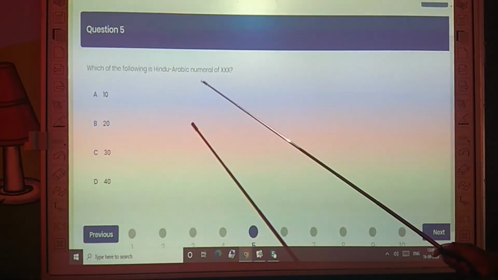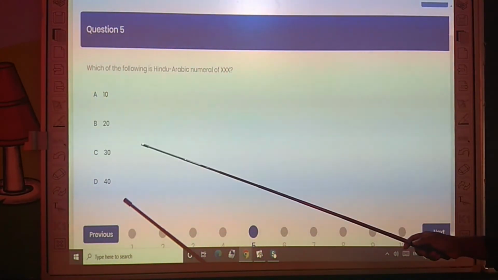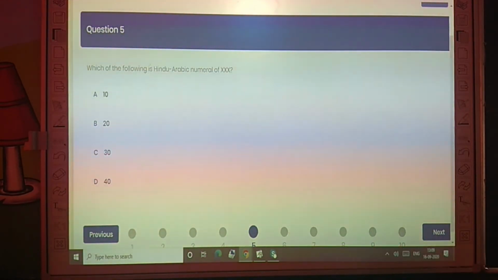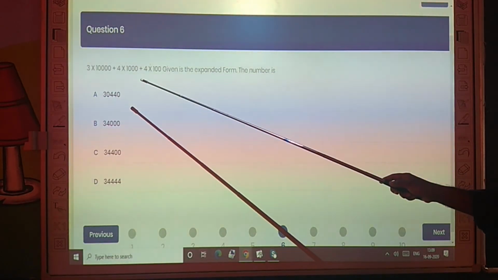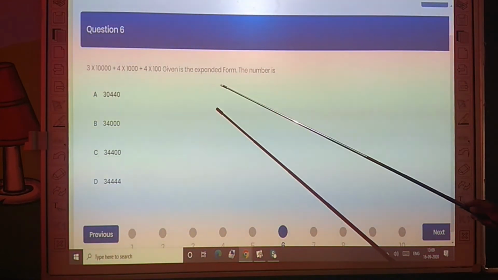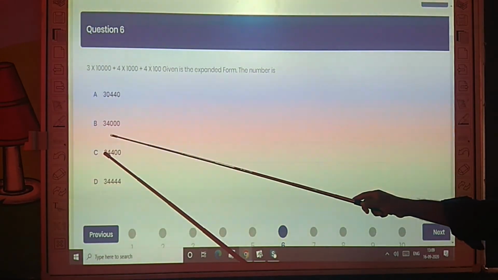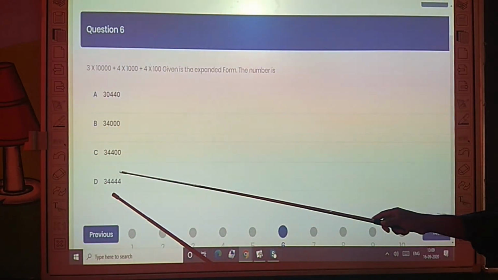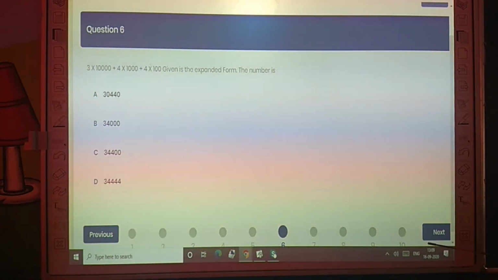Which of the following is a Hindu Arabic numeral? 10, 20, 30, 40. Question number 6. 3 into 10,000, 4 into 1000 plus 4 into 100 is given as the expanded form. The number is option A, 30,440, option B, 34,000, option C, 34,400, option D, 34,444.